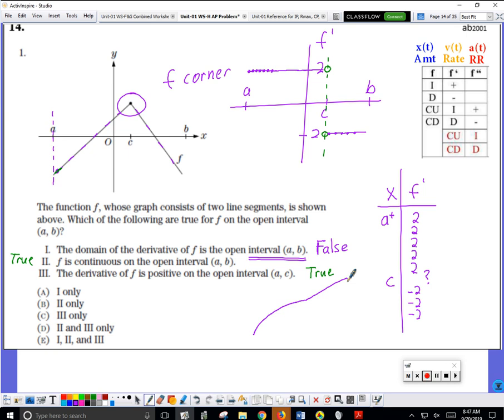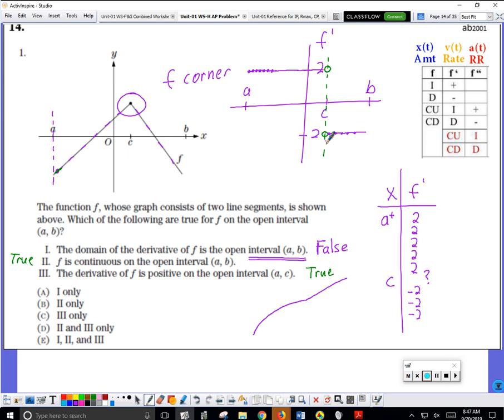So answer Matt's question. At the corner, he said, will the y coordinate of f prime always be missing? If f has a corner, will the y coordinate of f prime always be missing at the location of the corner? Mallory? Yes. Let me agree with Mallory. Point 2. Yeah, missing because you can't find the point there.